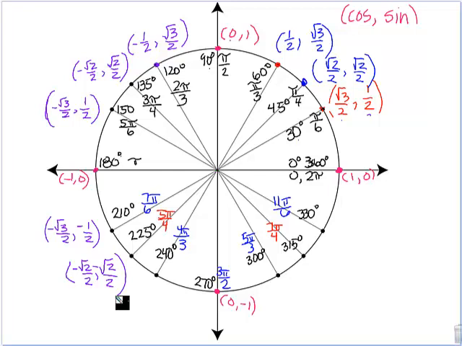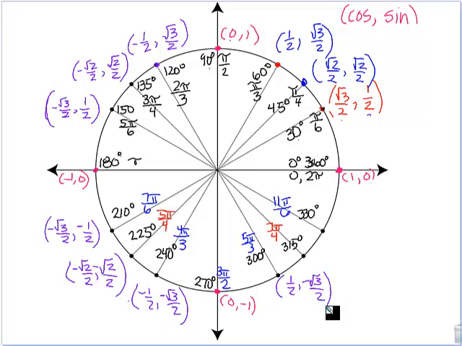240, what's the reference angle? 60. So look at your 60 degrees, and we'll make those both negative. So what will be the point at 240? Good, negative 1/2 and negative square root of 3 over 2. Is this making sense? Okay. 300 degrees, what's the reference angle? We skipped 270 because we have 270 done already. Okay, so 300 would be 1/2, and then negative square root of 3 over 2.